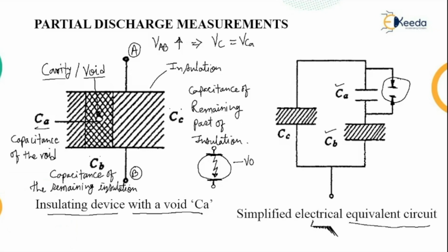So this is a void whose capacitance is Ca, and due to the application and increase in voltage, say VAB, the voltage across the capacitance Ca, called critical voltage, reaches this value, and therefore a partial discharge takes place. That is, it becomes short circuited. And this is represented by the closure of the switch. So you can see this is represented by the closure of the switch in the equivalent circuit.